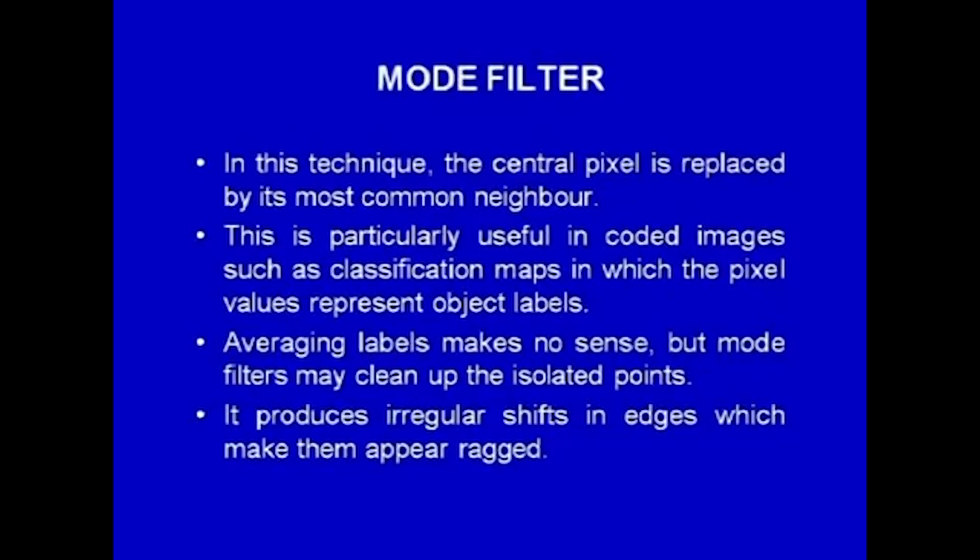The next filter is the mode filter. In this technique, the central pixel is replaced by its most common neighbor. This is particularly useful in coded images such as classification maps, in which the pixel values represent object labels. Averaging labels makes no sense, but mode filters may clean up isolated points. It produces irregular shifts in edges, which make them appear ragged.